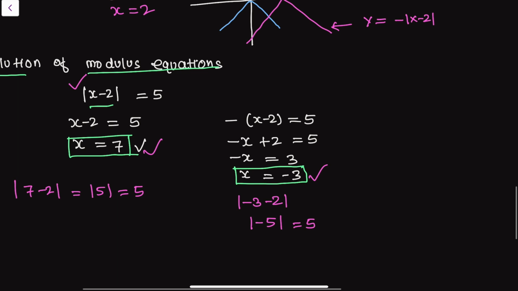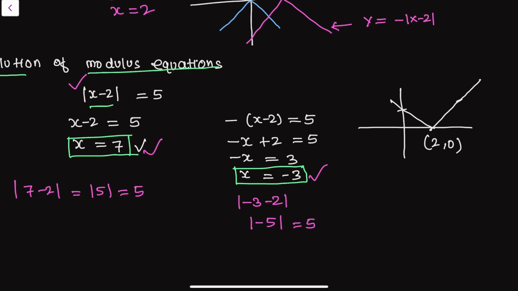Let us look at it graphically. If I plot here the graph of y is equal to mod of x minus 2, the graph goes from the point 2, 0, and also it goes from the point 0, 2.